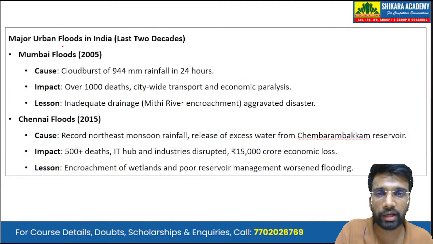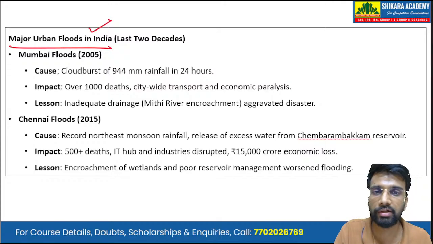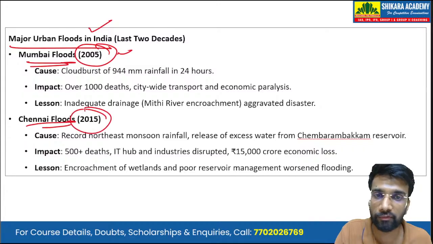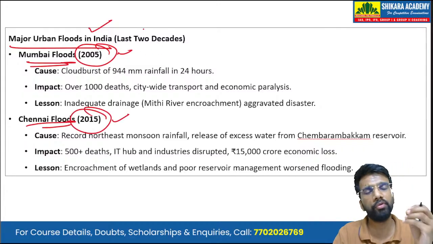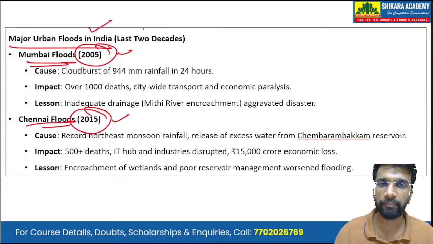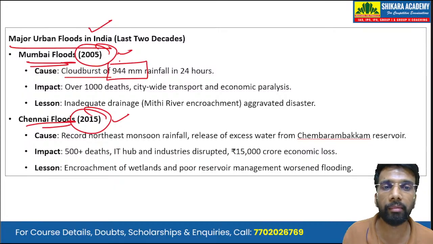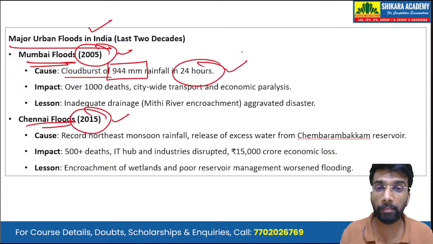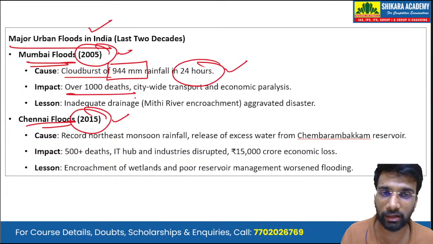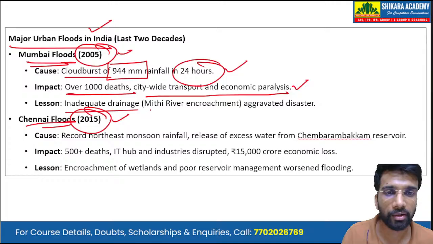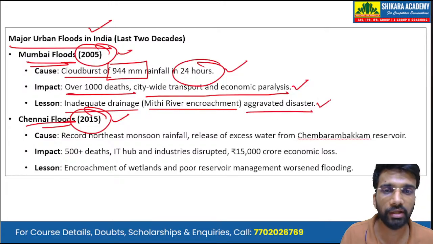Now we see in the last 2 decades the major urban floods in the country, that is the Mumbai floods of 2005 and the Chennai floods of 2015. These two are the classic or the most prominent examples of urban flooding. Now, the Mumbai flood of 2005 was caused by a cloudburst, okay, and that recorded 944 mm rainfall in 24 hours. And its impact was that over 1,000 people died. There was citywide transport and economic paralysis. The lesson that we learned is that inadequate drainage and Mithi River encroachment aggravated the disaster.